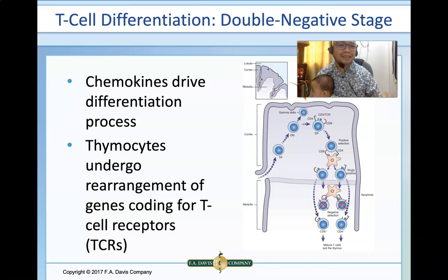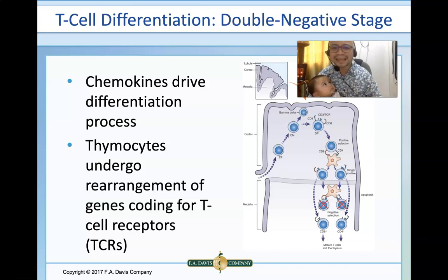Now, what do you call the cells of the thymus? We call them the thymocytes. Thymocytes will undergo rearrangement of genes according to the TCRs, or the so-called T cell receptors.